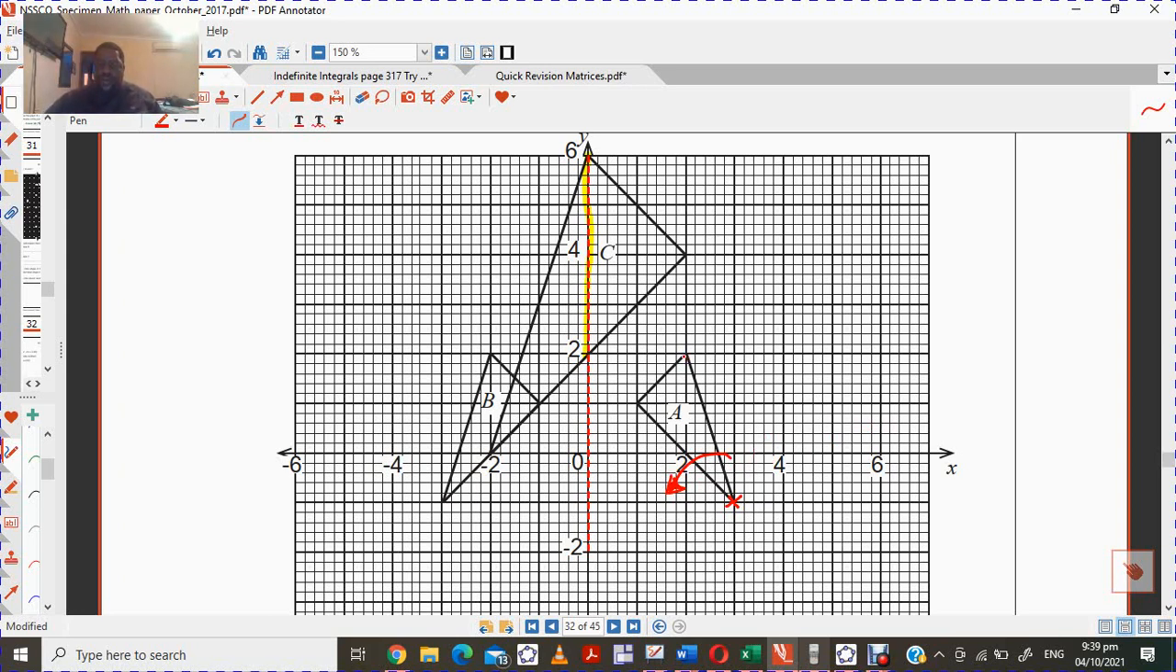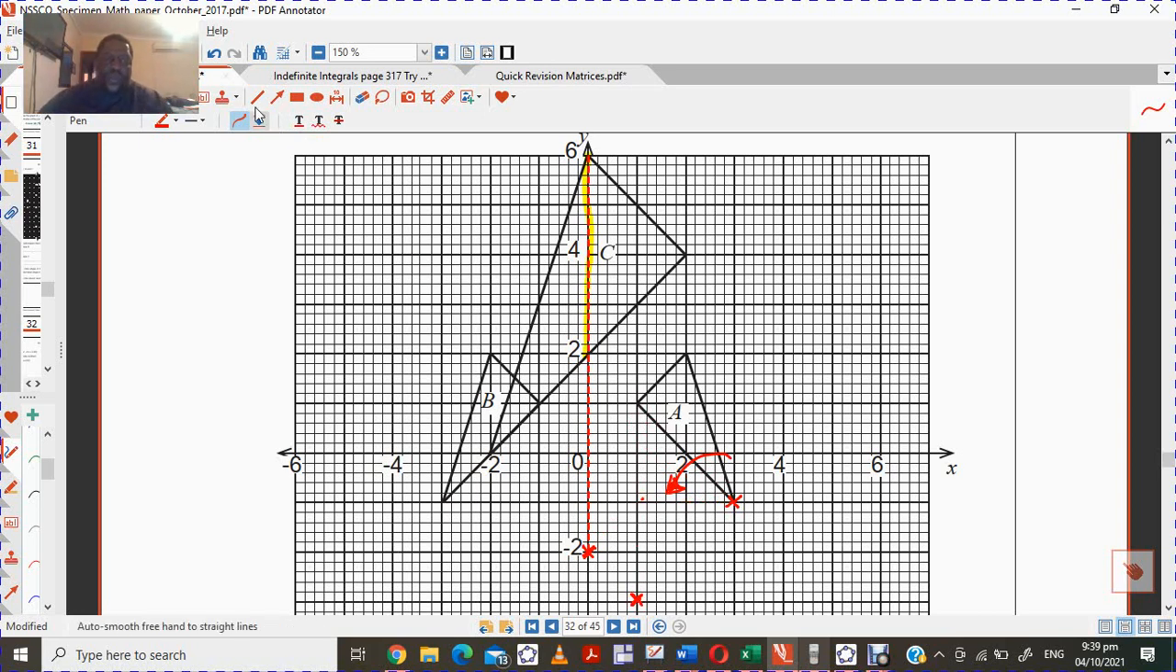Right, let me count how far that point is. So it's 1, 2, 3 units and 1. So that point will be here. This point is 1, 2, 1, 2. So I'm going to go 1, 2, 1, 2. So it will be here.